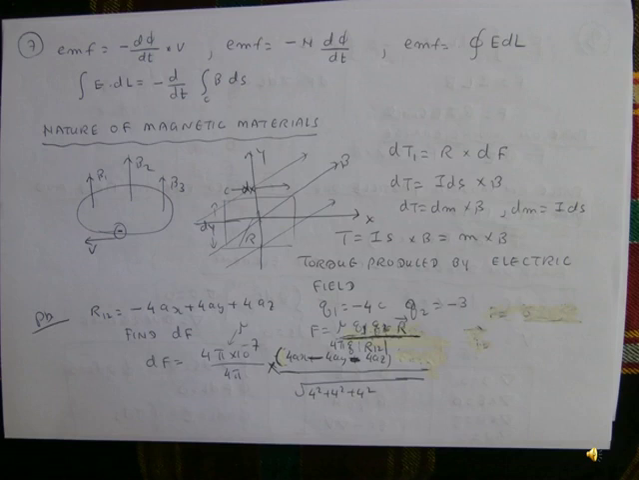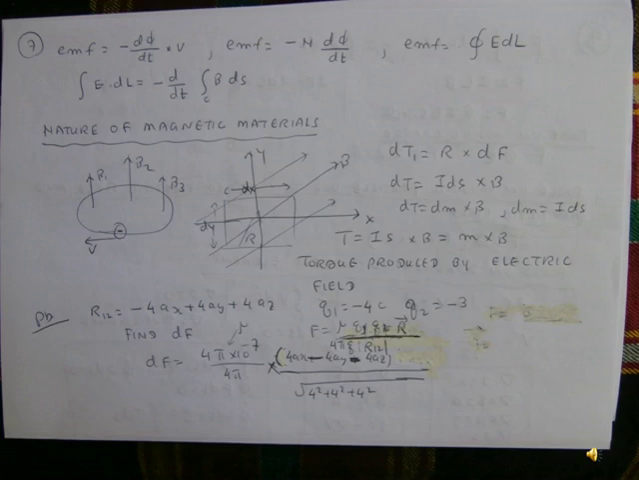So torque produced by the electric field can be calculated: dT1 equals R cross dF, dT equals I dS cross B, dT equals dm cross B, dm equals I dS. So T equals I S cross B, or m cross B. Based on this, we have to solve the problem.